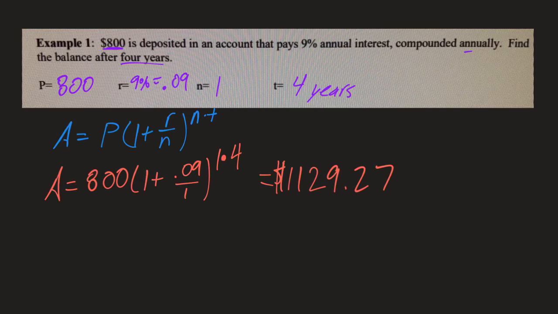So at the end of our 4 years, we've got $1,129.27 from that $800 that we started with, okay? So we did pretty well on our money there. Okay, let's try one more example, okay?